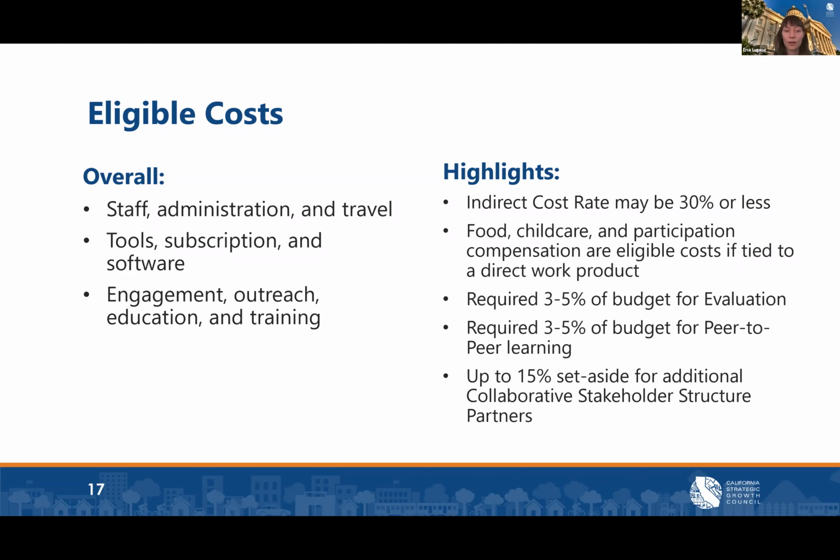Another thing to note as well is that we have this 15% set aside for additional collaborative stakeholder partners. And so this could be valuable if, for example, a collaborative doesn't necessarily have all of their partners on board at the time of application, or they think that at some point in the future they may want to add an additional partner. They can have a set aside within their budget for adding other partners to their collaborative stakeholder structure later on down the line.